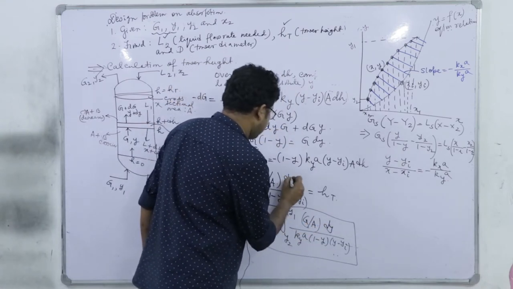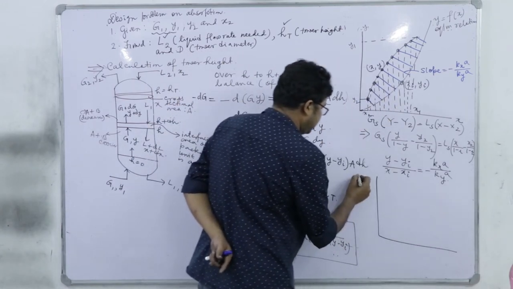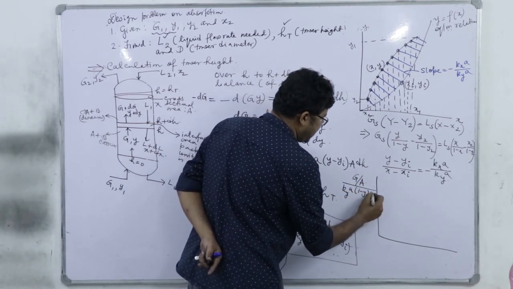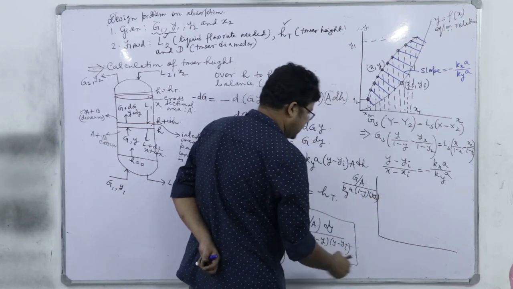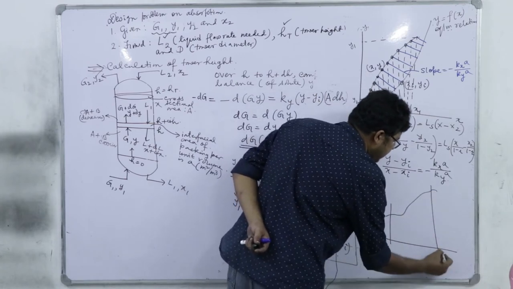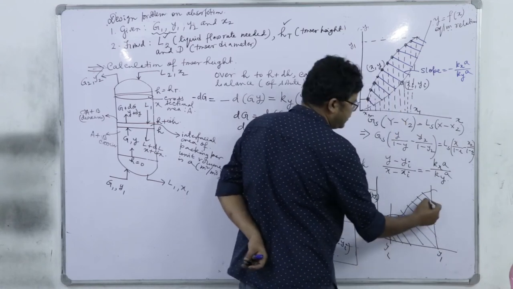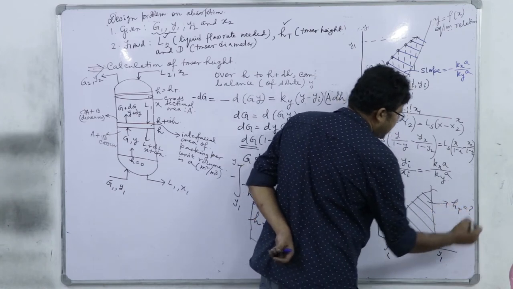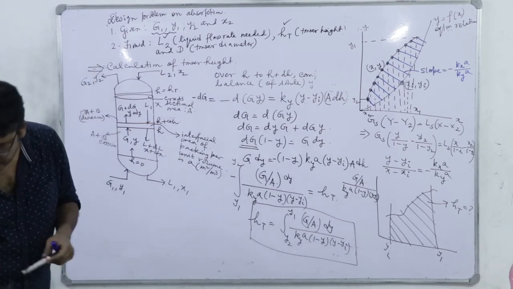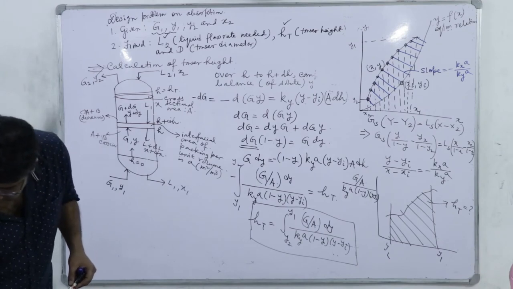Definitely there will be dy here and dy here. So we will now plot this G by A over Ky a (1 minus y)(y minus yi), the entire thing. And let us say this is the curve, this is y2, this is y1, and we will do this integration by Simpson's 1/3 rule, because we have generated equispaced data points, and that gives you the height, HT.